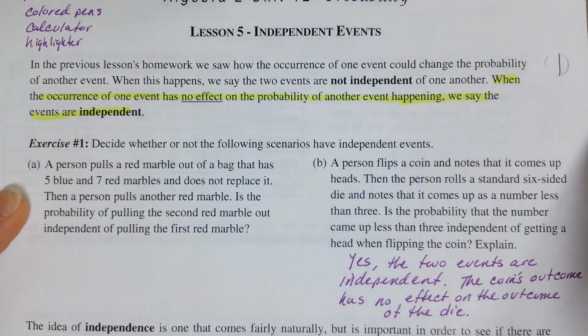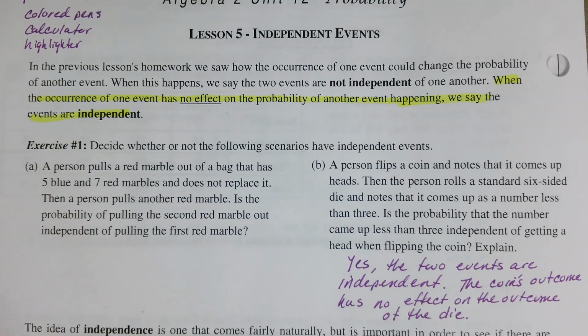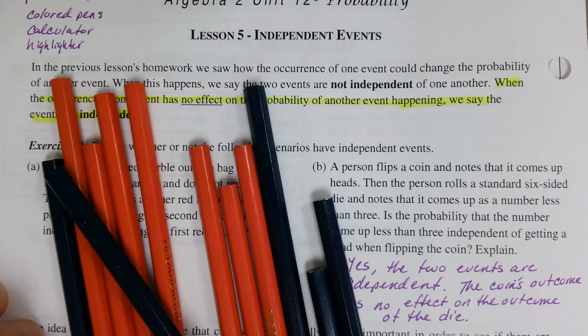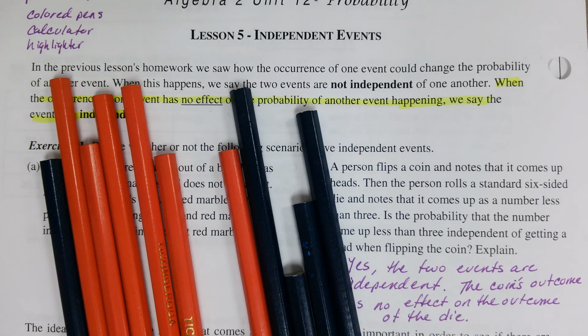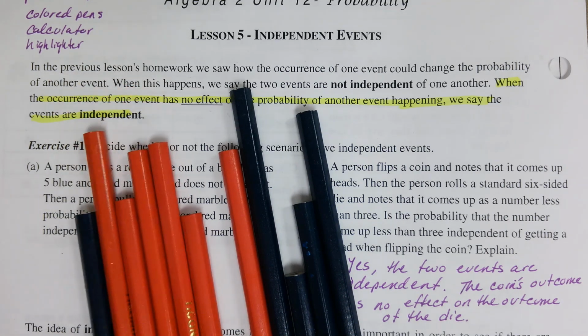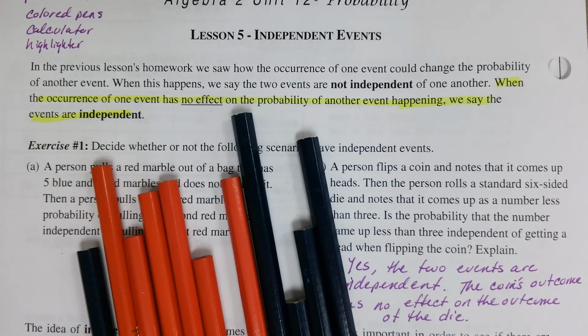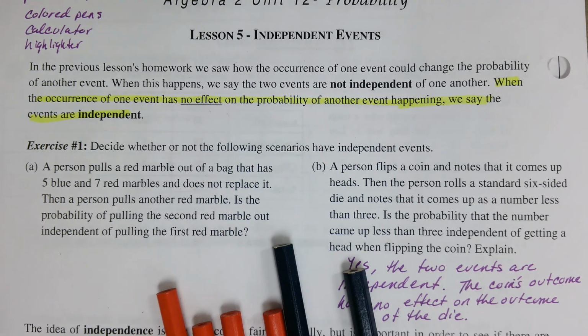Looking at A, a person pulls a red marble out of a bag that has 5 blue and 7 red. Okay, I don't have marbles, but I do have 5 blue pencils and 7 red. If I pull a red pencil out and do not replace it, then the probability of the next pencil being red, is that different than the first being red? So then a person pulls out another red marble. Is the probability of pulling the second red marble out independent of pulling the first red?